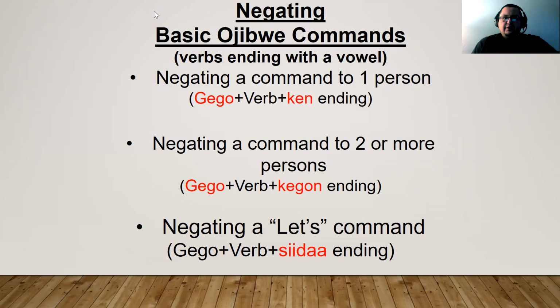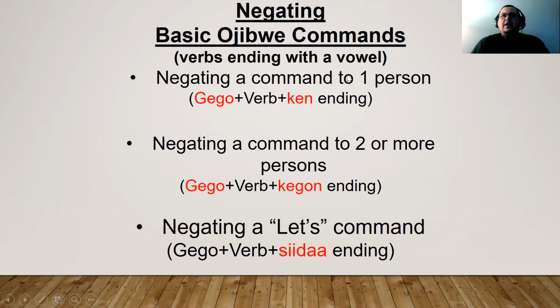So when we get into negating basic Ojibwe commands, there are some rules that we have to follow, and we're going to go through them. With verbs ending with a vowel, and a majority of the verbs that I used in our lesson 15 basic commands ended with the letter I, which is a vowel, we follow these rules right here, negating a command to one person.